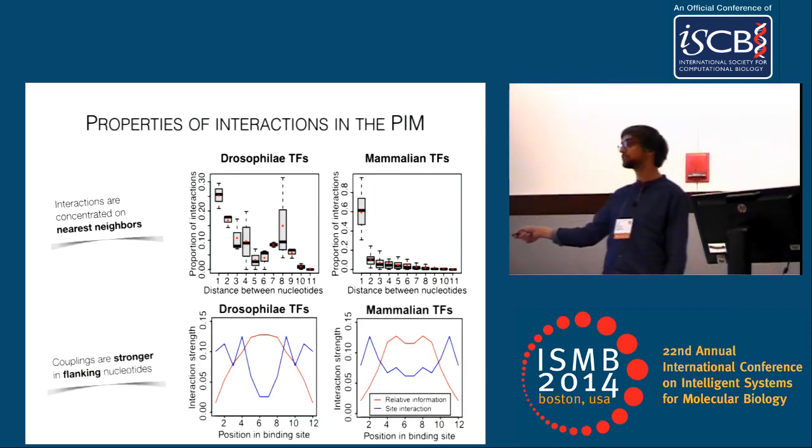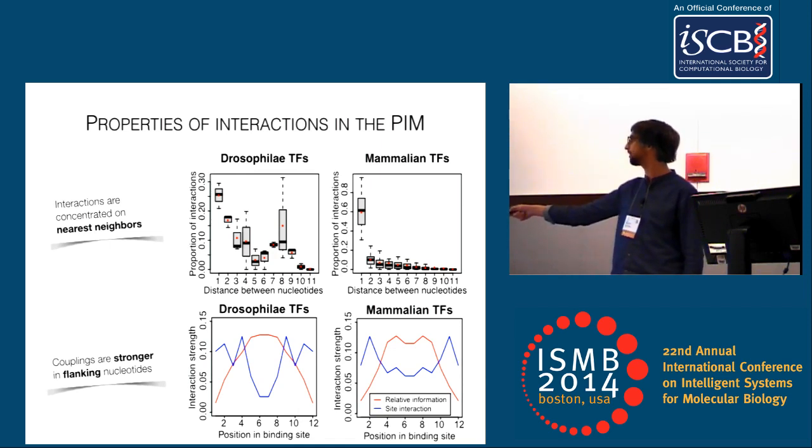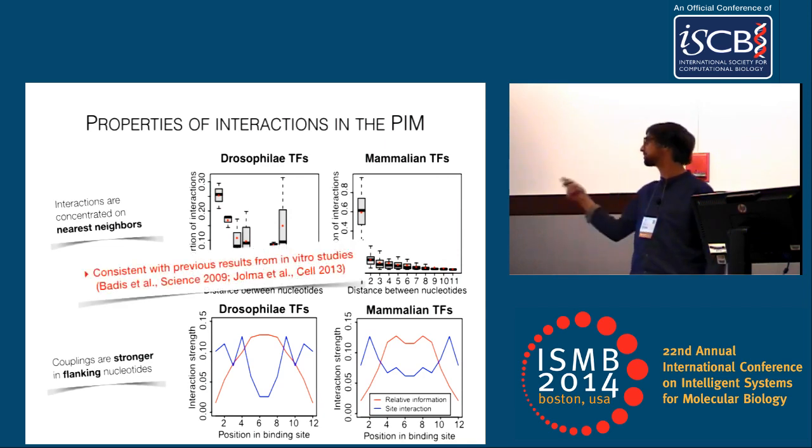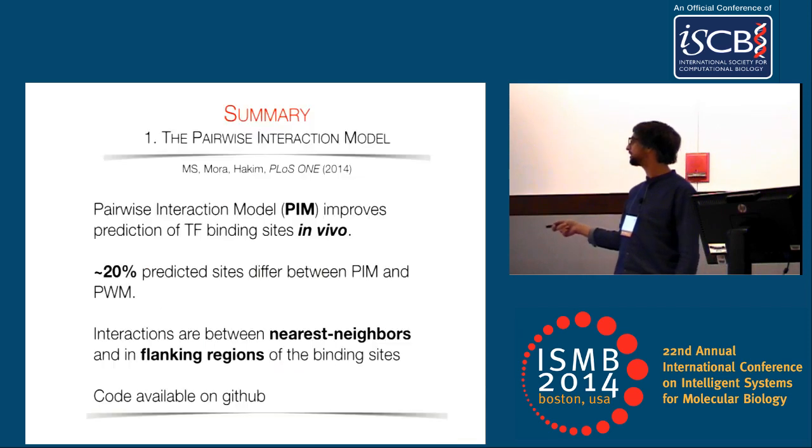And in terms of the position in the binding sites, the interacting nucleotides are mainly in the flanking regions of the binding sites. So in blue, you see the average site information, and you can see it's in the flanking regions where the information contained in the PWM is lower. So basically you add information where the PWM didn't give you information. And it's consistent with what has been already seen in vitro previously, but this case is for in vivo binding.